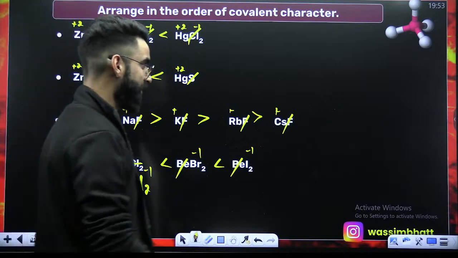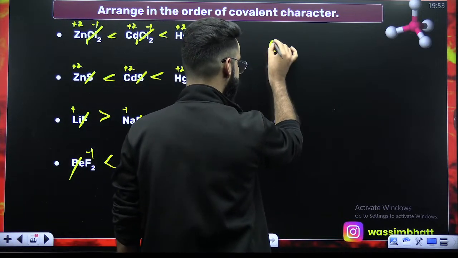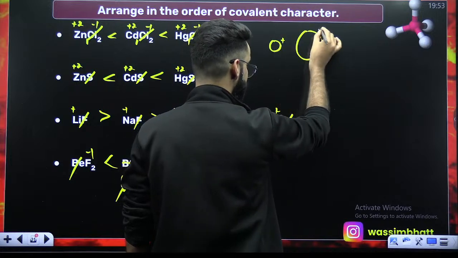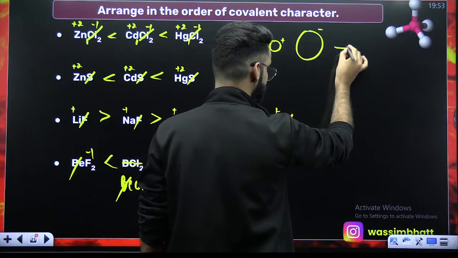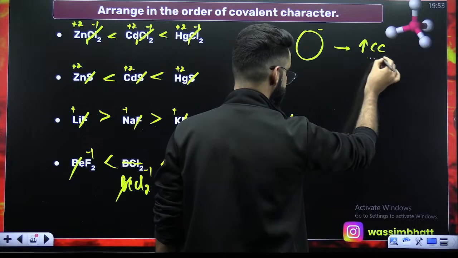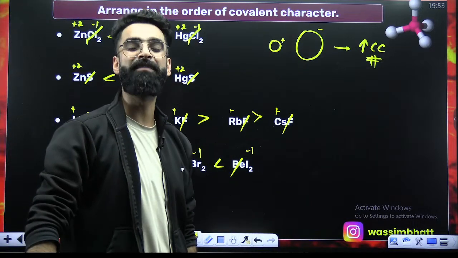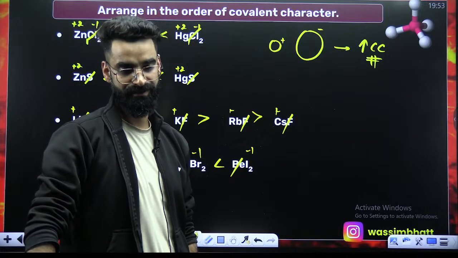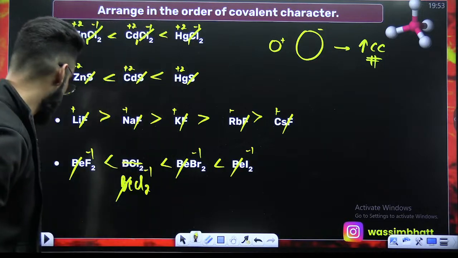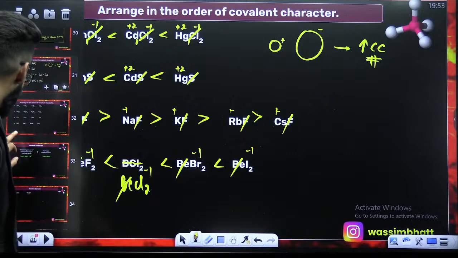Perfect. So you can remember it like this also now. Smaller the cation, larger the anion, more will be the covalent character. Covalent character is favored by smaller cation and larger anion.